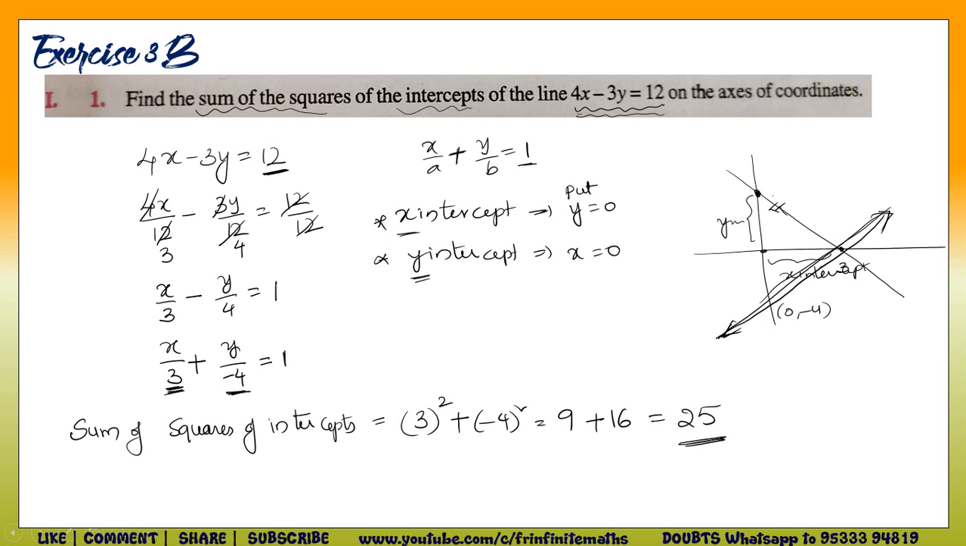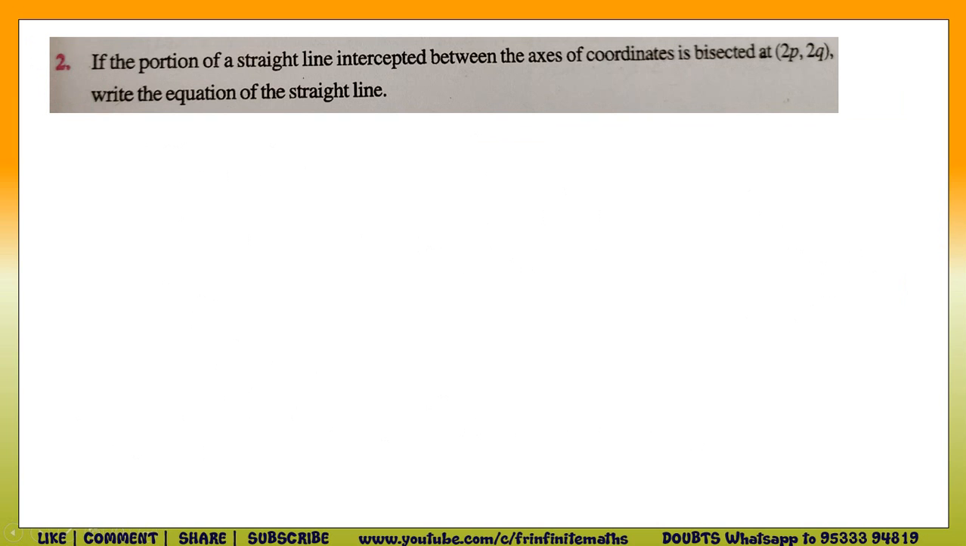Next, moving on to question number 2. If the portion of a straight line intercepted between the axis of coordinates is bisected at 2p comma 2q, write the equation of the straight line. What is the question? If the portion of the straight line intercepted between the axis of coordinates. Axis of coordinates means you need to take the x coordinate and y coordinate, so x axis and y axis. Combinedly we call this the coordinate axis, right?